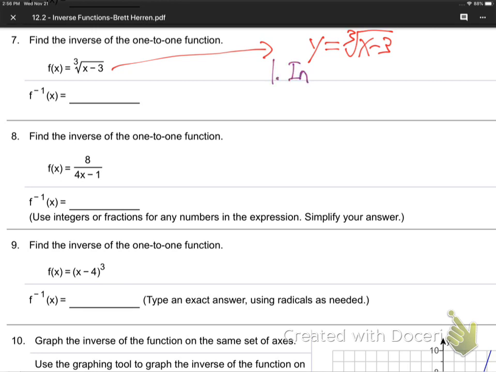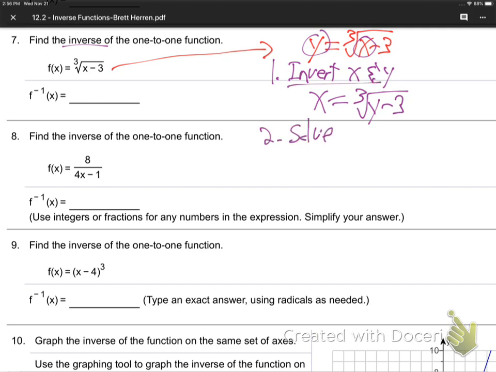Step 1, invert x and y. So to find an inverse function, invert x and y. So these guys trade positions. So x goes out here, y goes in there. That's the first step. Second step, solve for y.